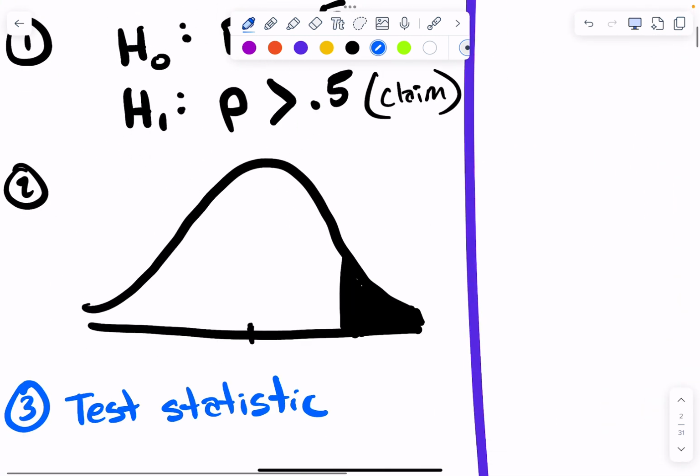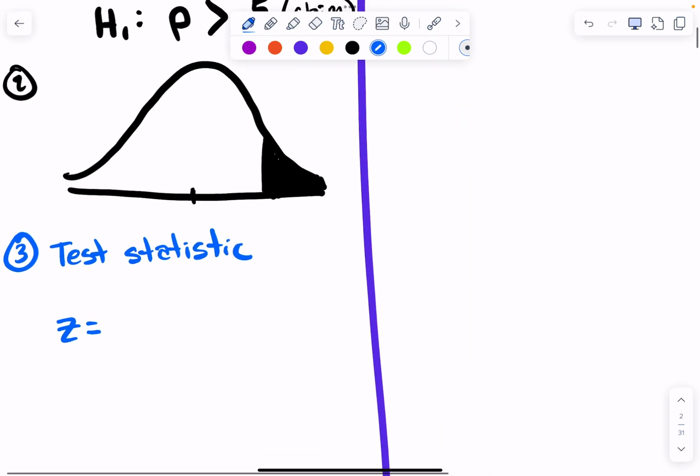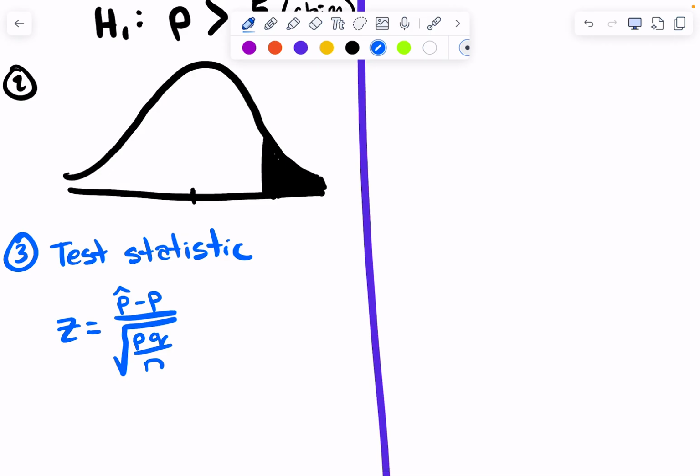I'm going to recopy him right here. Here's what you need for the formula. Formula, P hat minus P over the square root of P Q over N. Okay, you don't need to memorize him, but you'll do him often enough that you will maybe have him memorized whether you want to or not. Okay, so there's that. Am I going too fast? Are we doing okay?